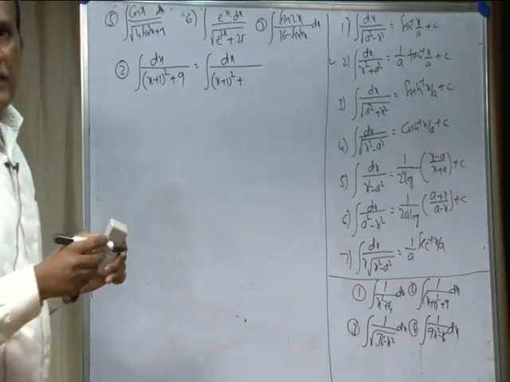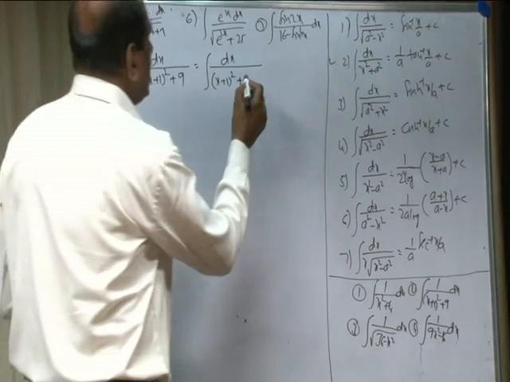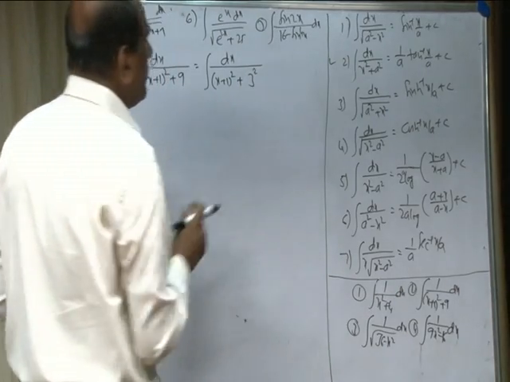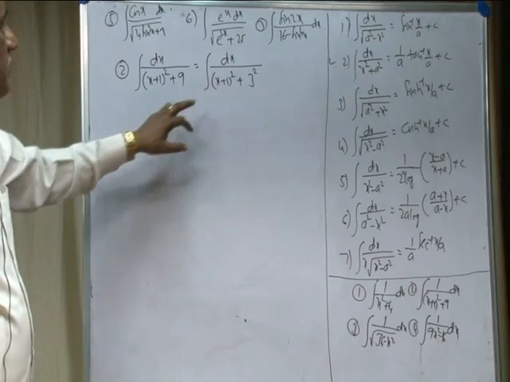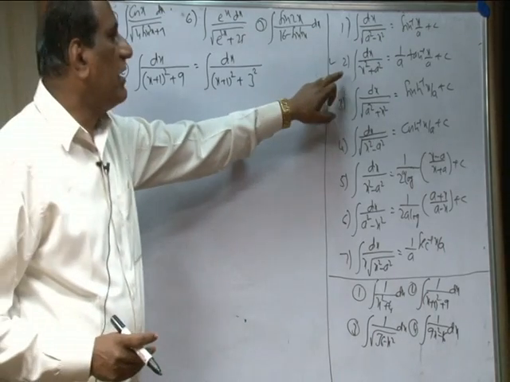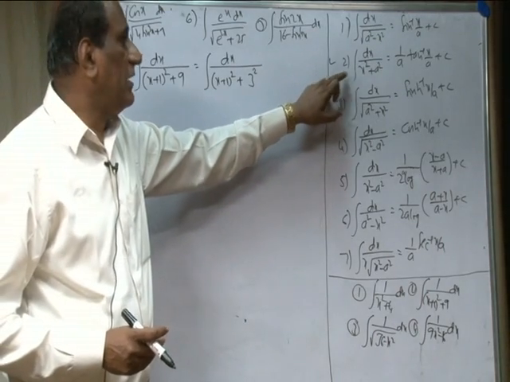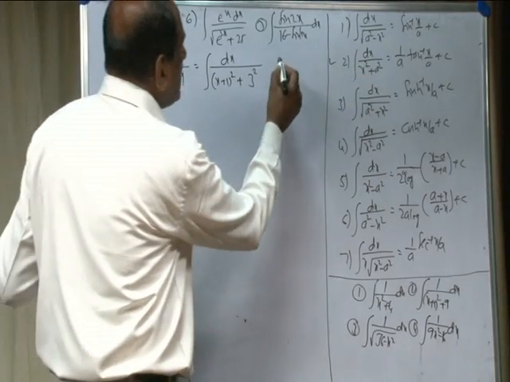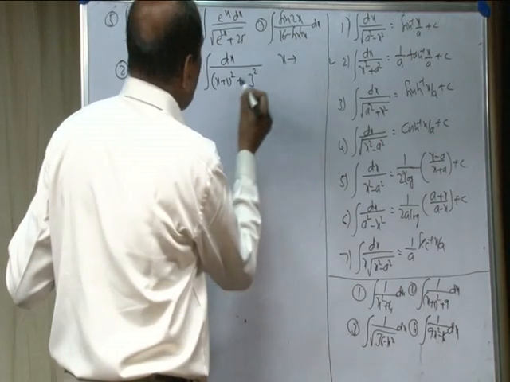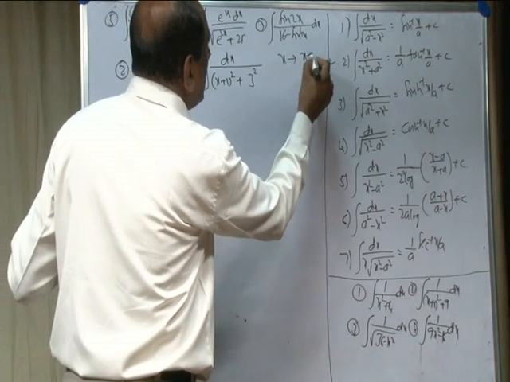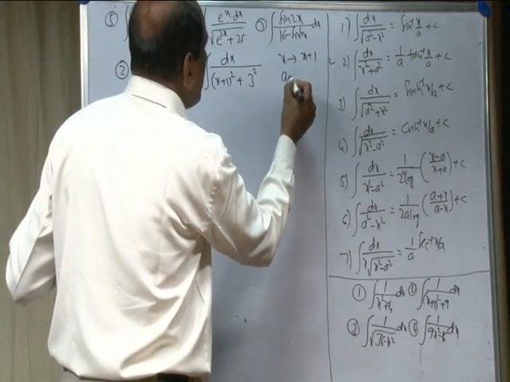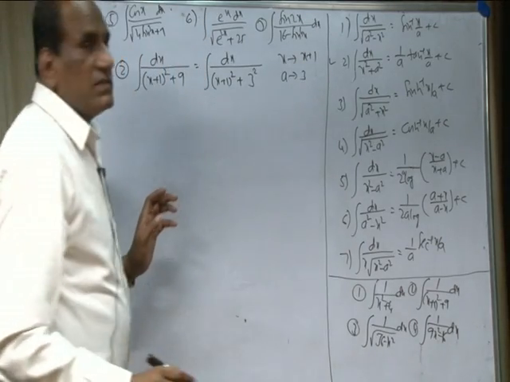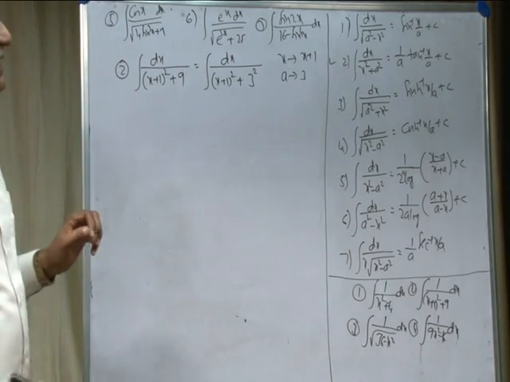How to write 9 in the form of a square? That is 3 square, 3 square is equal to 9. Now, this problem is exactly in the form of the second standard integral, dx by x square plus a square. So, what is there in the place of x? In the place of x, x plus 1 is there. In the place of a, 3 is there. Substitute a and x in the result.